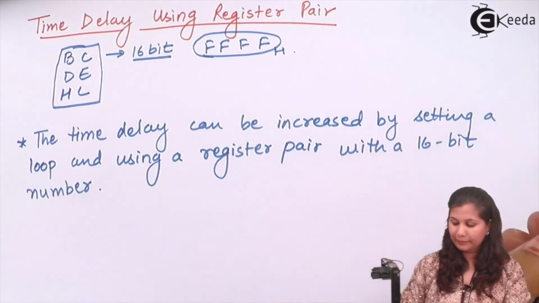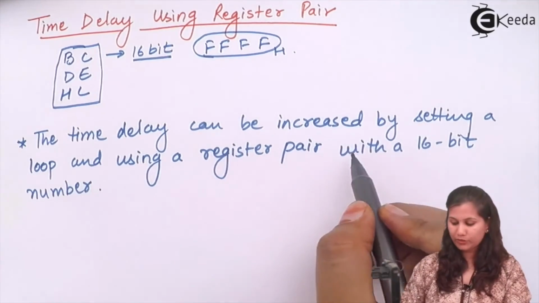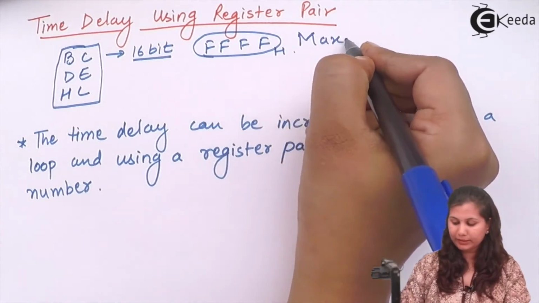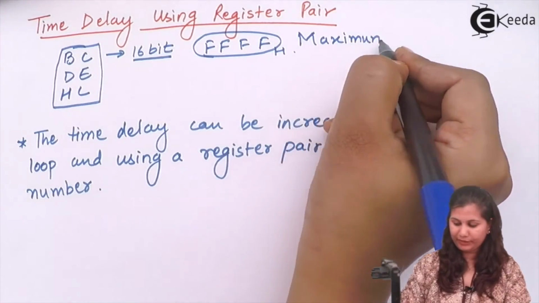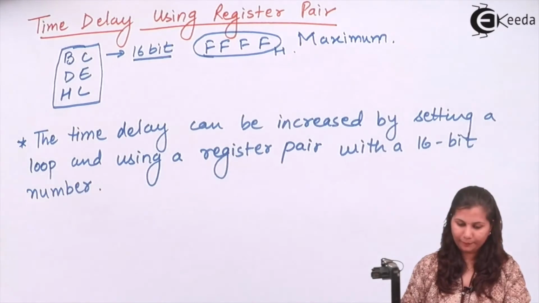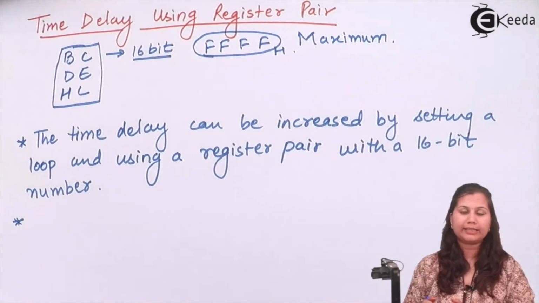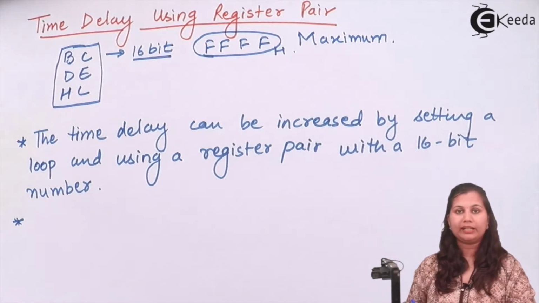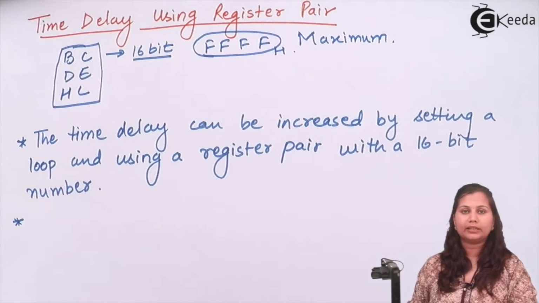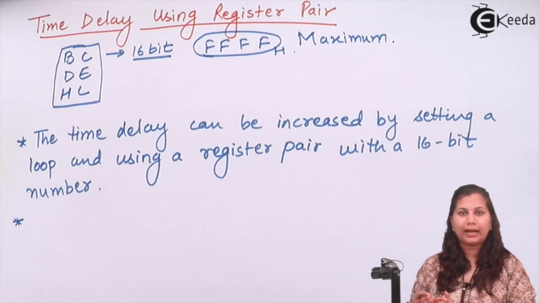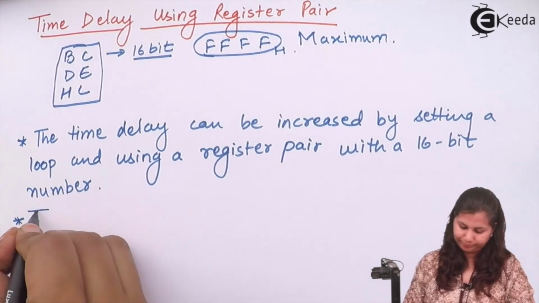So the time delay can be increased by setting a loop and using a register pair with a 16-bit number, and the maximum number is FFFF. Now this 16-bit number is decremented in the loop, and when it has reached 0, the microprocessor comes out of the loop, and that much time delay has been introduced into the program.